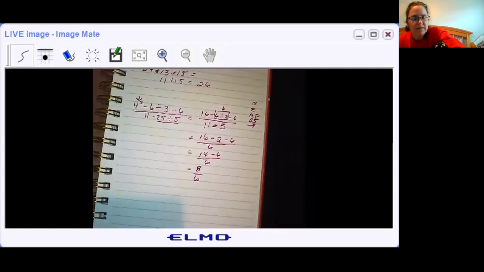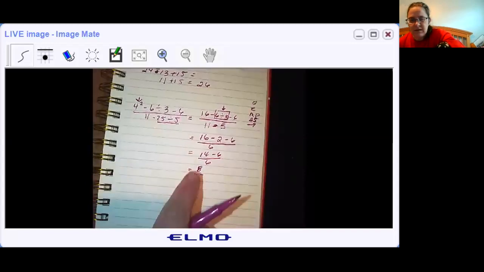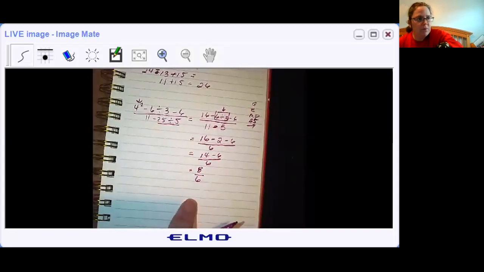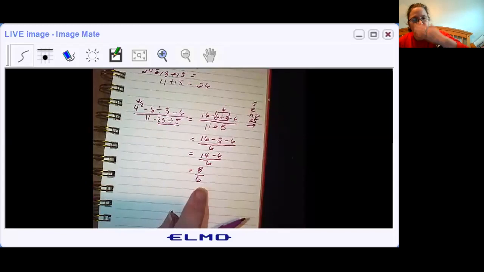But is that in its simplest form? No, it's not, because 8 and 6 are both even numbers, so they can both be divided by 2. Now, is this a correct answer? Yes. But is this in its simplest form? No, it's not. And the big thing is, for a lot of things that we do, we always want our answer in simplest form.